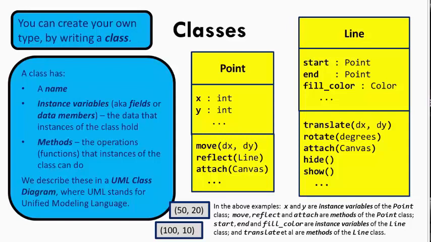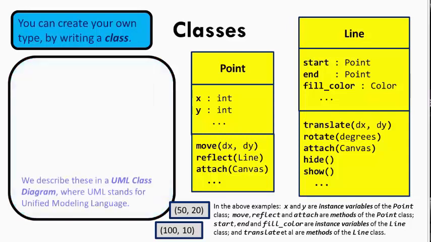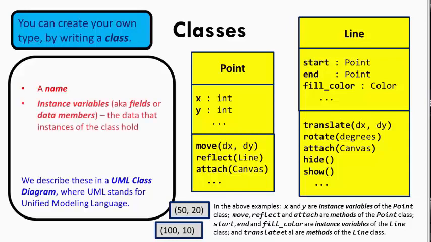But a UML class diagram, like the example shown here, shows the 3 parts of any class. First, the name of the class. Second, the instance variables of the class, which keep track of what the object knows, that is, the data associated with the object. And third, the methods of the class, which specify what an instance of the class can do. Those 3 ideas are the key takeaways from this video.